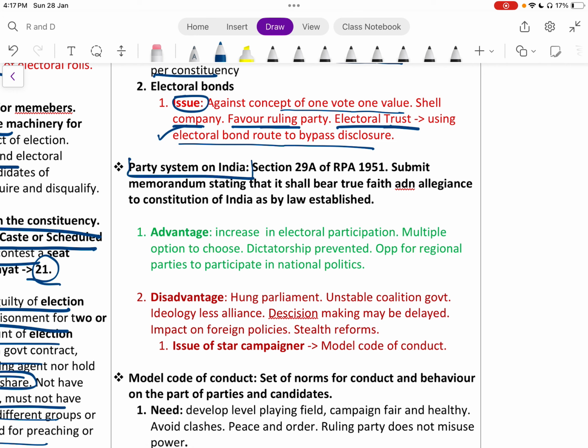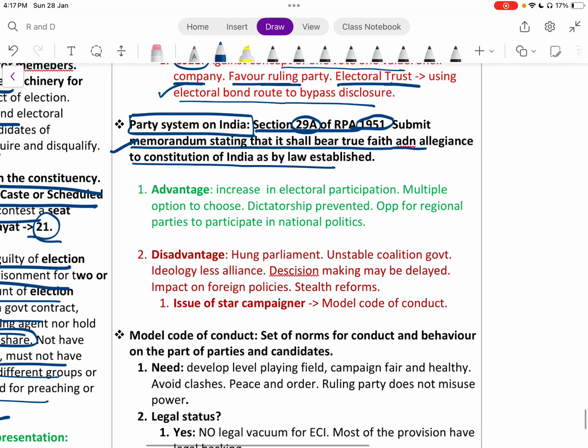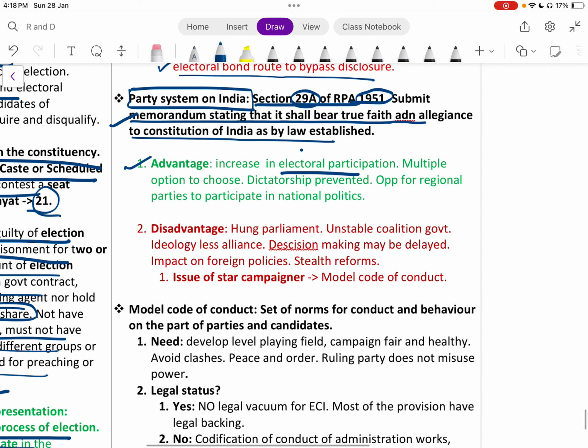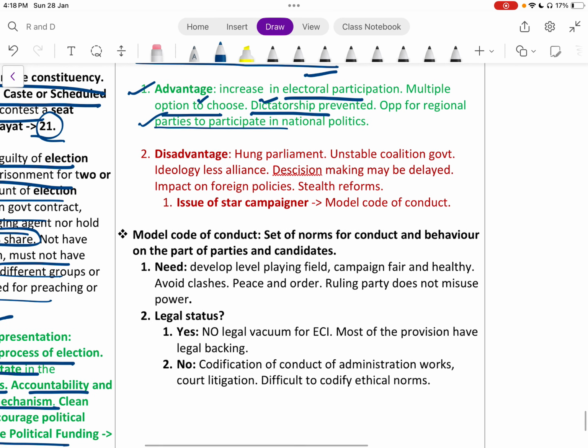Party system in India, Section 29 of the Representation of Peoples Act 1951, it submits a memorandum stating that it shall bear true faith and allegiance to the Constitution of India as by law established. What are the advantages? Increases the electoral participation, multiple options to choose, dictatorship is prevented, opposition of regional parties to participate in national politics. Okay. What are the disadvantages? Hung assembly, unstable coalition, ideology-less alliances, decision-making may be delayed, impact of foreign policies, stealth reforms.